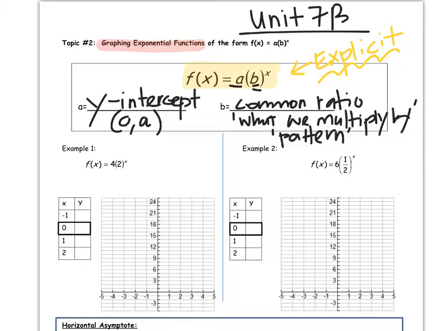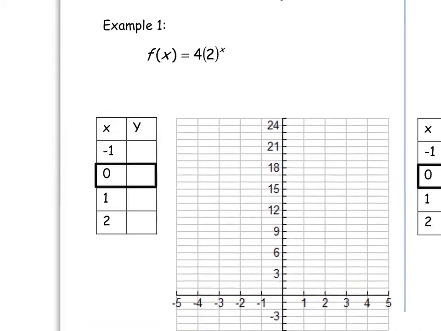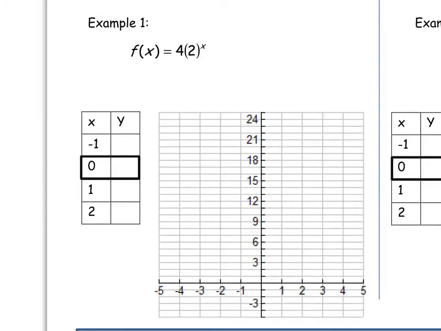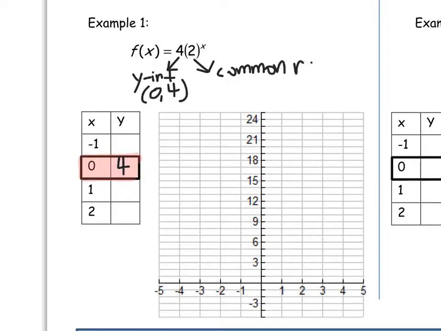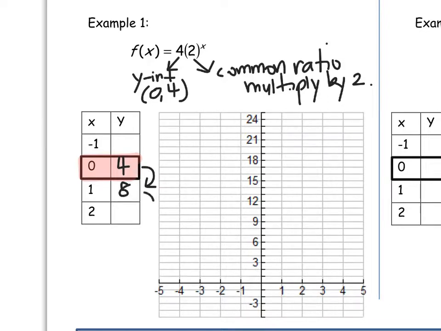All right, example 1, we have 4 in parentheses 2 to the x power. So let's think about what these parts mean. 4 is the y-intercept. That means that a point on my graph is 0, comma, 4. And I'm going to go ahead right away and put that in the table right here where it belongs. 0, comma, 4. The 2 is the common ratio. And so what that means is that our pattern is multiply by 2. So 4 times 2 is 8. 8 times 2 is 16.